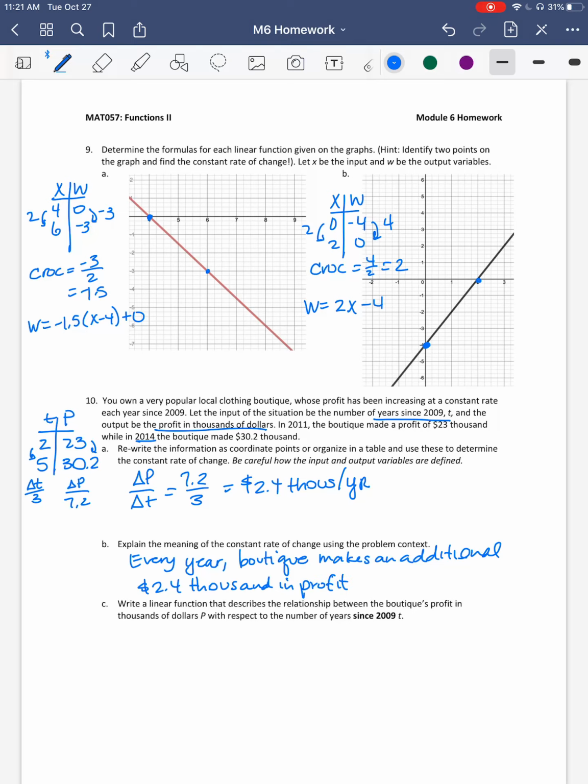All right, and then finally, part C says write a linear function that describes the relationship between the profit in thousands of dollars with respect to time since 2009. So we have our croc. Pick one of those 2 points as your reference point. I guess I'll pick the first one. And we are done. Go us.